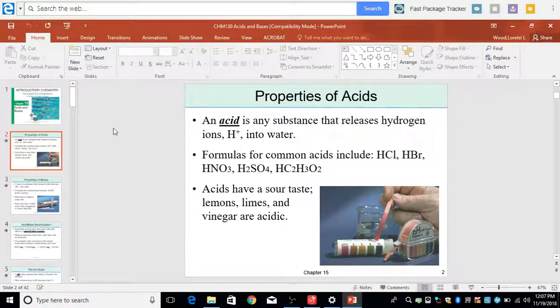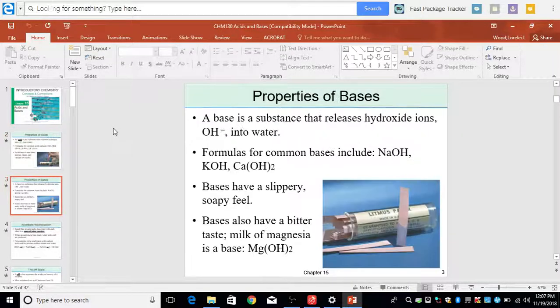Acids also will dissolve metal to produce hydrogen gas. You guys saw that in single replacement reactions, right? So those are things that acids can do. Acids are also often caustic to organic material. There's some formulas for bases.